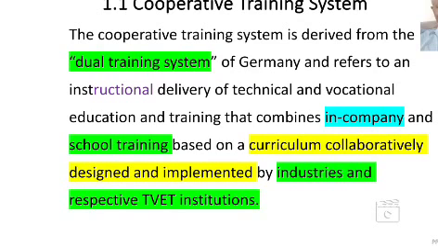Based on the curriculum collaboratively designed and implemented, the curriculum should be designed and also implemented by both of them. That means people from the industry and also teachers from the training institute come together and develop the curriculums that are going to be used. That is what it implies.